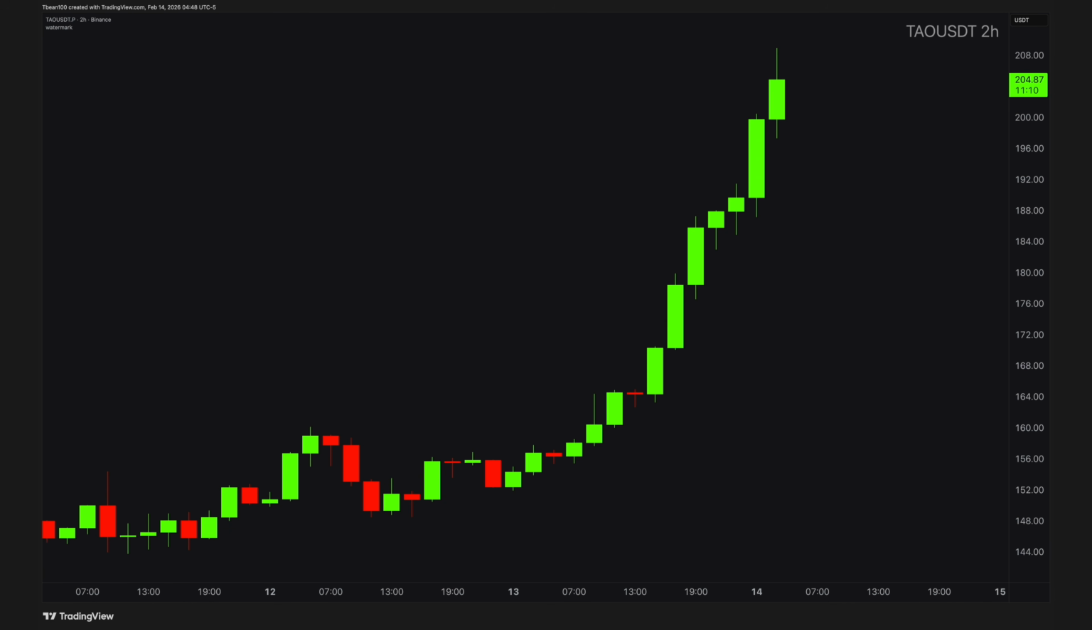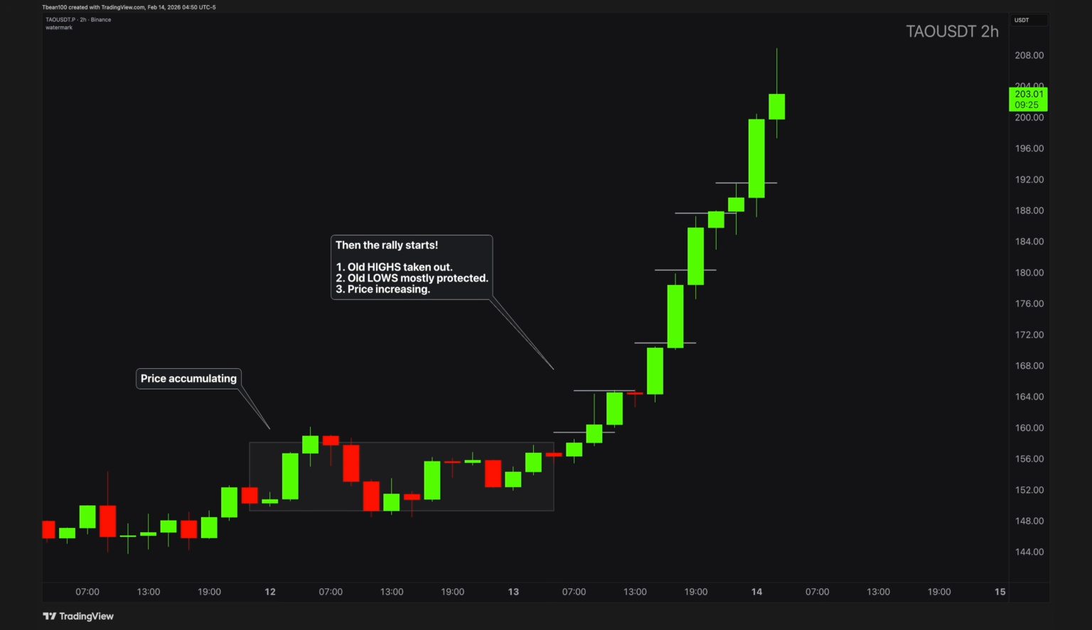For example, if you look at this specific cryptocurrency, after a period of price accumulation, it did break out and rally significantly in a single day. Then you will notice that old highs keep getting taken out by buyers as the price continues pushing up. At the same time, the old lows are mostly protected, so sellers are unable to push the price back down. And overall, price moved from $150 to $200 just in a single day, which is about a 30% gain.